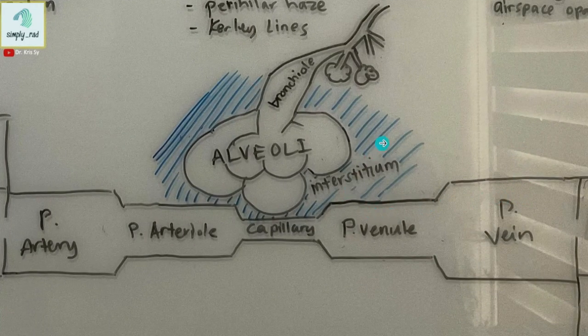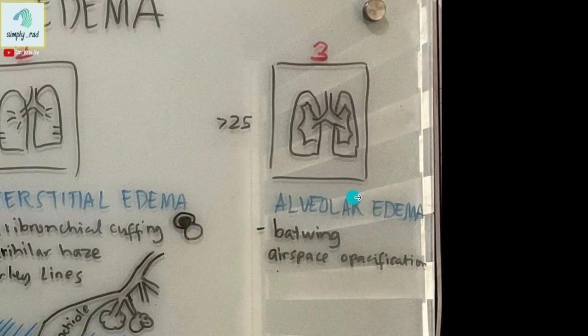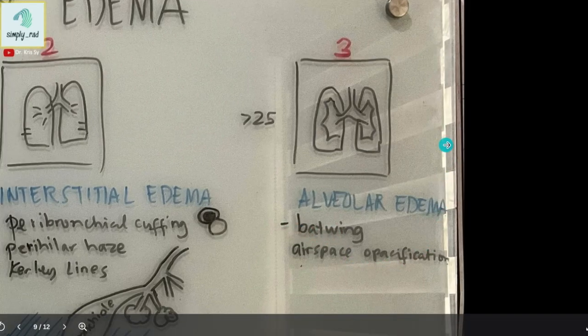All right, if there's already interstitial fluid and there's persistently increased hydrostatic pressure or edema, the next stage will be fluid filling up your alveoli. This will be shown to us on X-rays with consolidation in the inner lung zones, more centrally in the perihilar region, and that's the batwing airspace opacification.